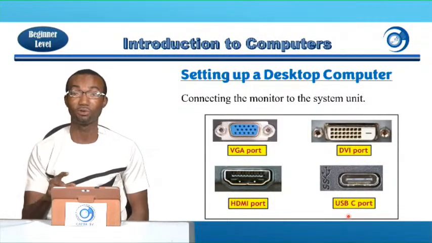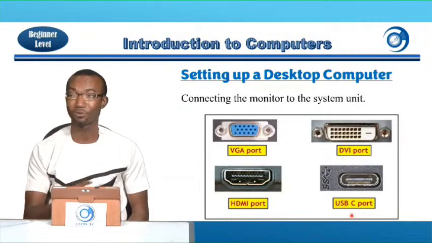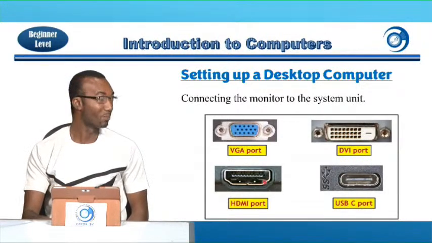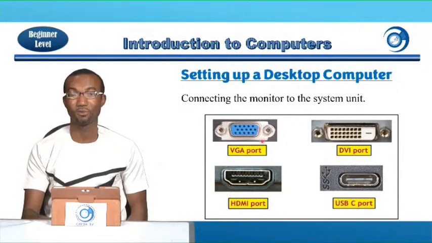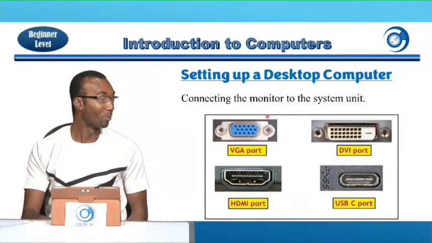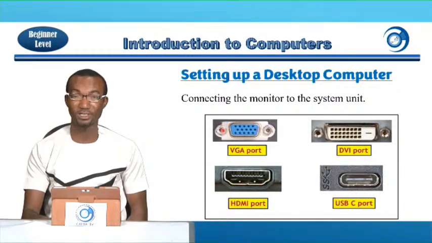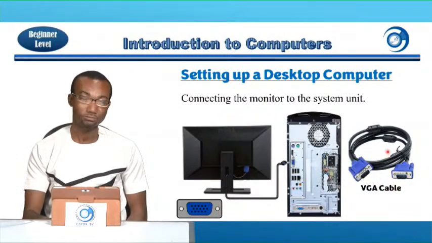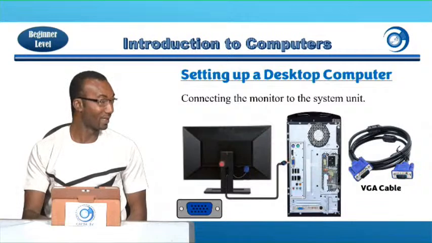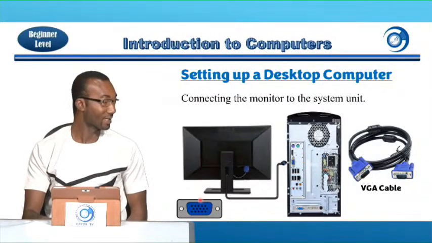You cannot use all the four at the same time, so you have to connect one. The most common one is the VGA port. The VGA port is the most common means of connecting a monitor to a system unit. So we have our VGA cable here. You see that this VGA cable has two outlets, one, two. One will be for the monitor and one will be for the system unit. And that is how we connect it.